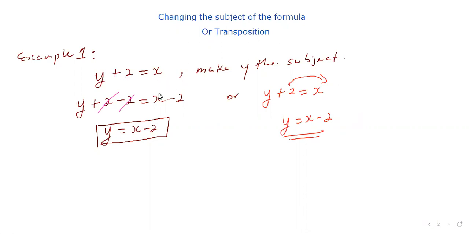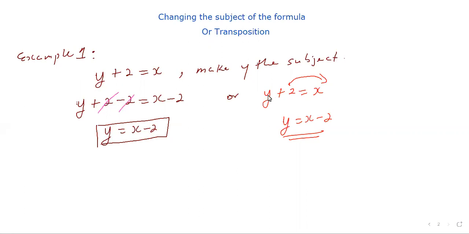The first method you could do is this: you use the balancing method, right? You want to get rid of the positive 2. Now, opposite of positive 2 is negative 2. So that means you subtract 2 from both sides, right? So say y plus 2 minus 2 is equal to x minus 2. Then the 2 minus 2 gives you 0. Left with only y is equal to x minus 2.